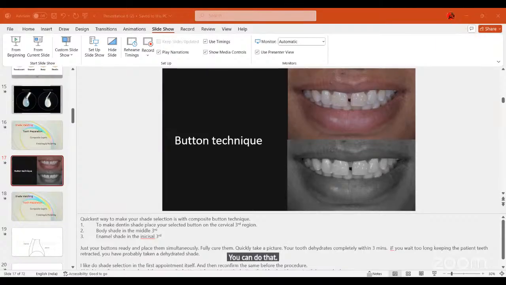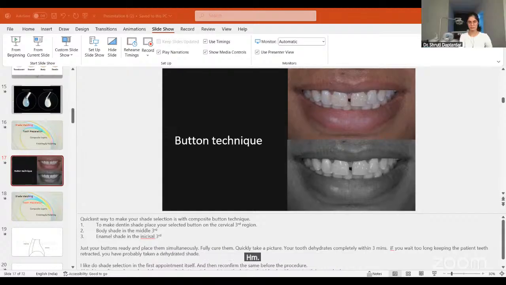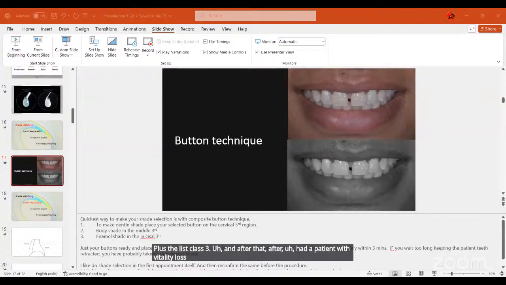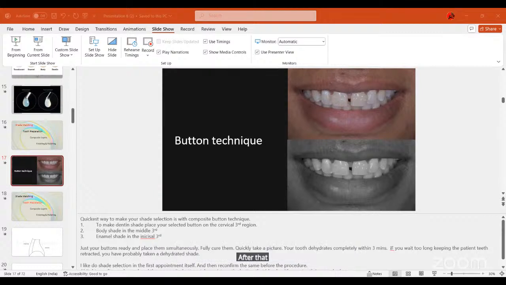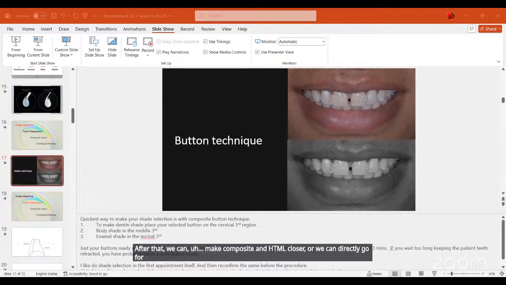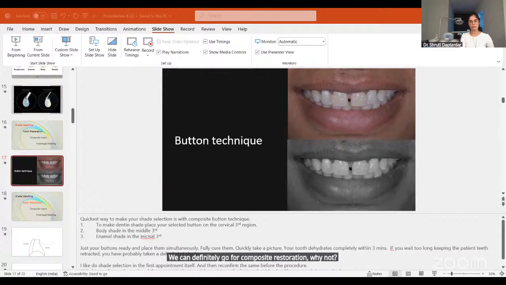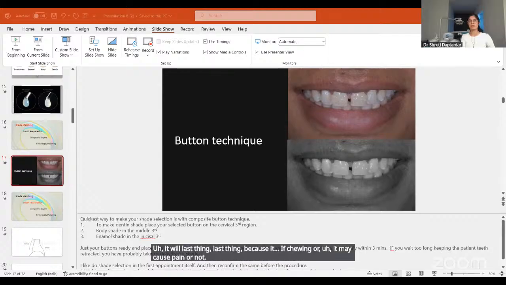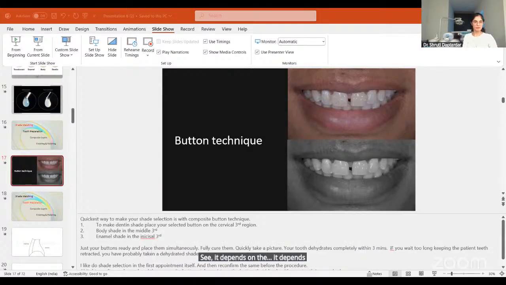Ma'am, if a patient has trauma from occlusal, like in fractures, like Ellis class 3, and after that the patient has vitality loss, we can do RCT, and after that we can make composite and diastema closure, or we can directly go for FPD. You can definitely go for composite restoration. Why not? But whether it will last depends on the patient's usage, chewing, and sensitivity.